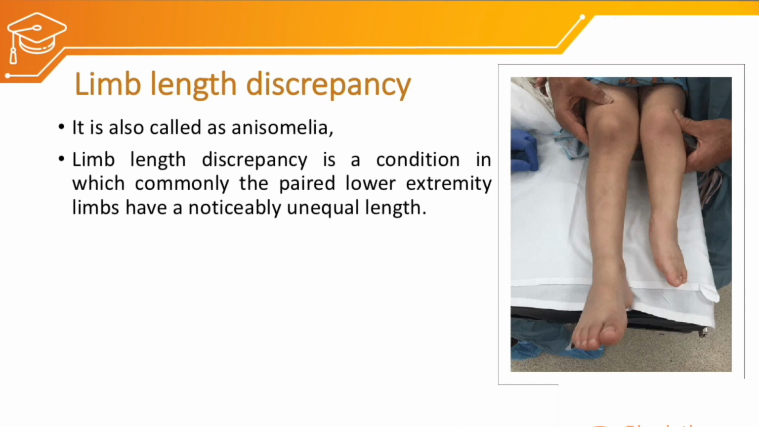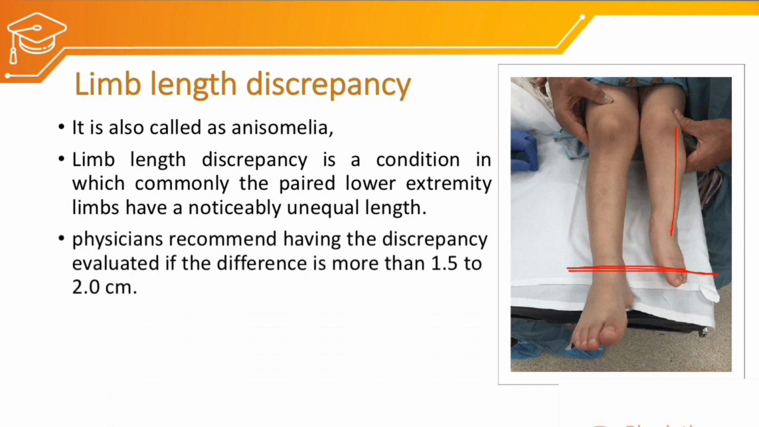Limb length discrepancy is a condition in which commonly the paired lower extremity limbs have a noticeably unequal length. So you can see in the picture here, one limb is shorter than the other limb. So there is a significant limb length discrepancy here. If a physician finds that there is more than 1.5 to 2 centimeters of difference between the two limbs, then it is recommended for further evaluation and also advised to correct this limb length discrepancy.